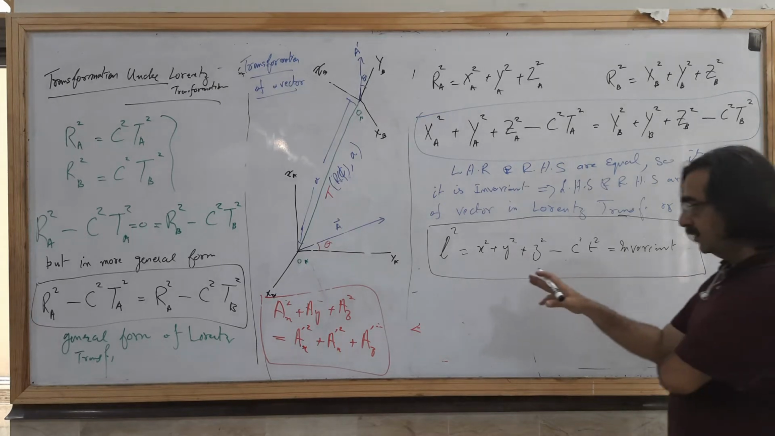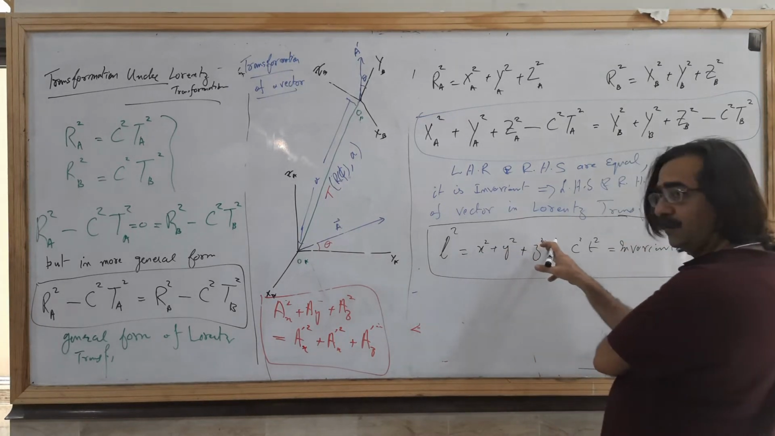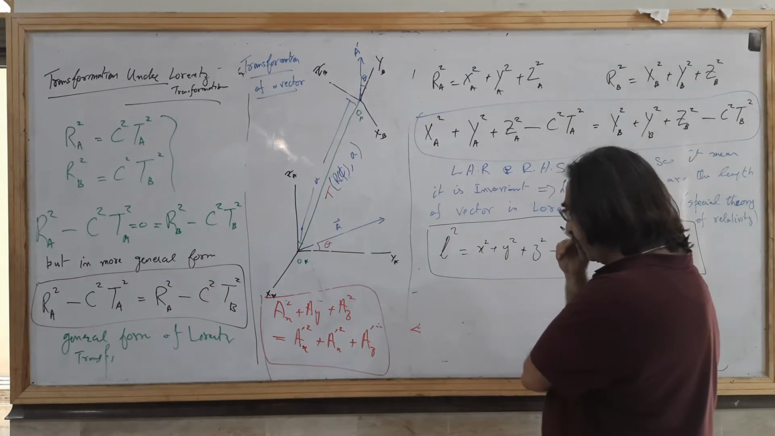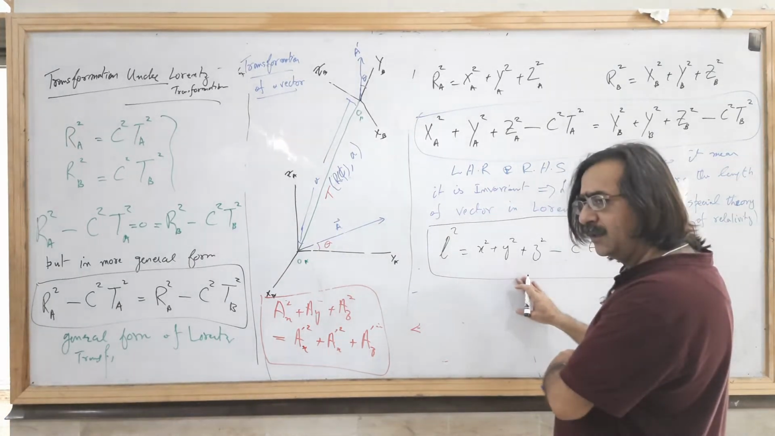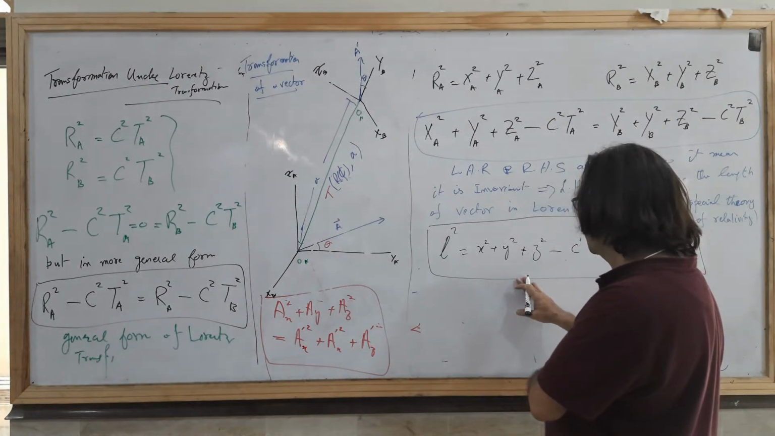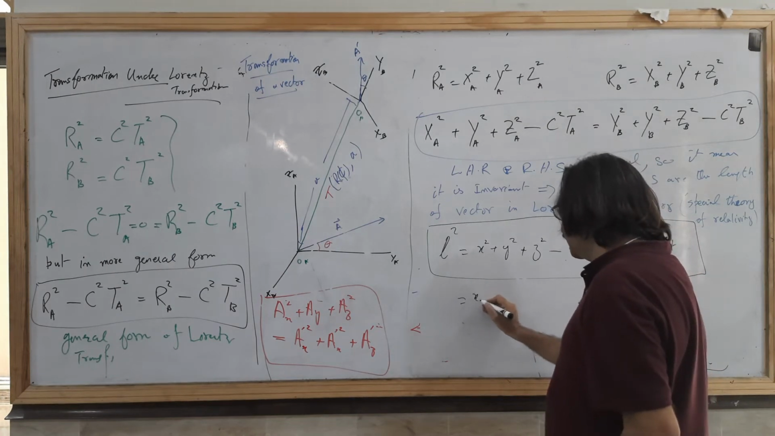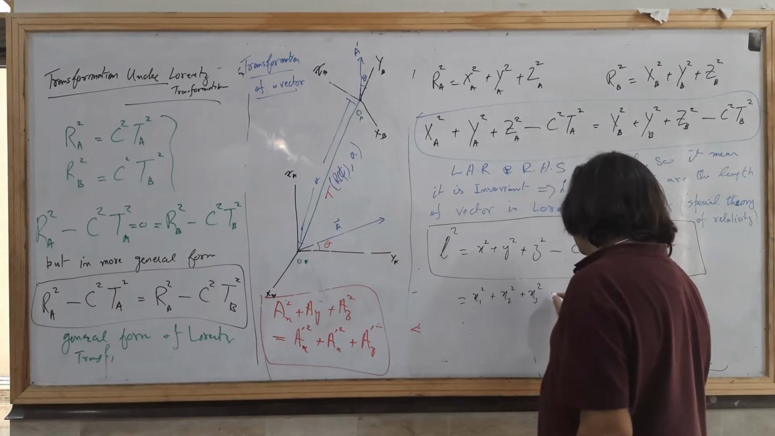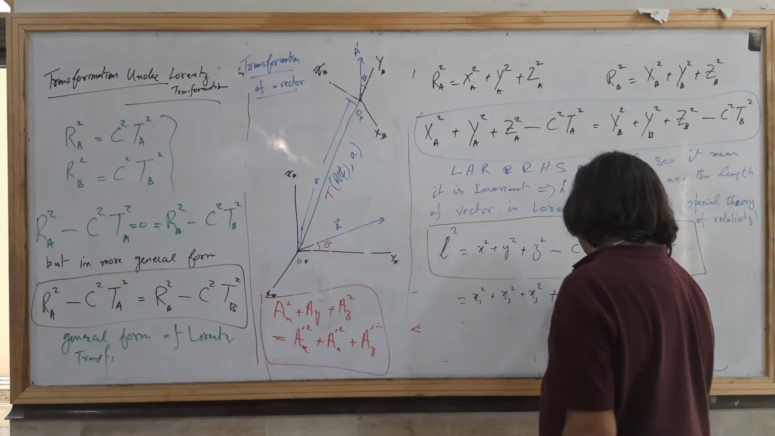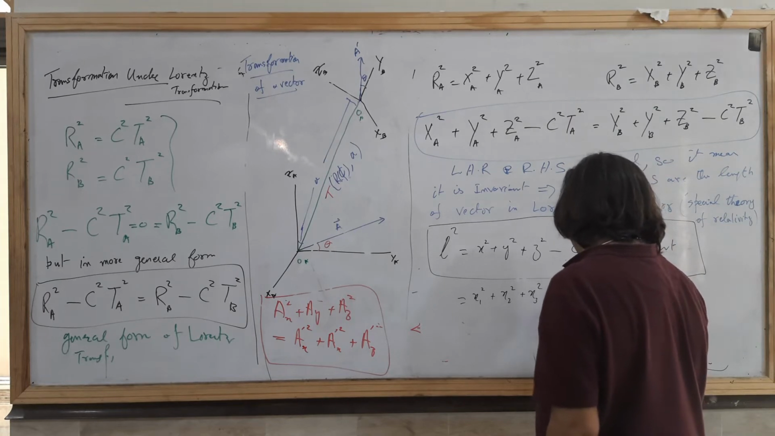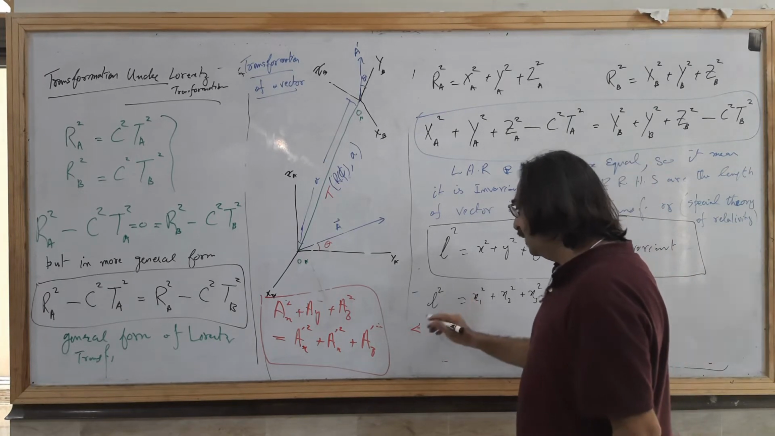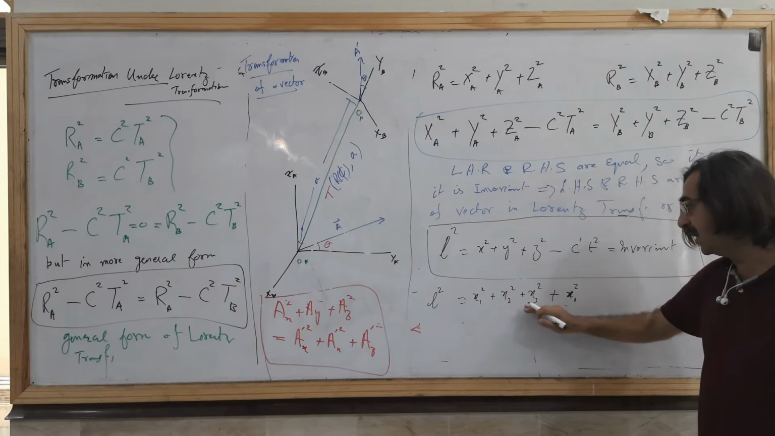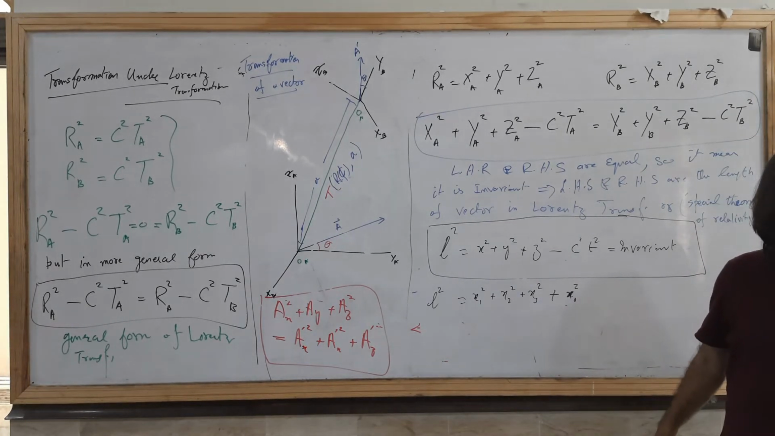If I say this is the first component, this is the second component, this is the third component, and this is the fourth component. Usually the time component we call the zero component. I told you this in component form. This is x1 square, this is x2 square plus x3 square, this is x0 square. That is a four component. This is L square. L square has four components: x1, x2, x3. The time component is defined as x naught.